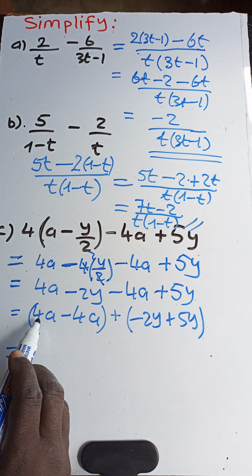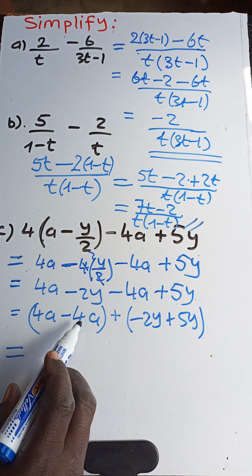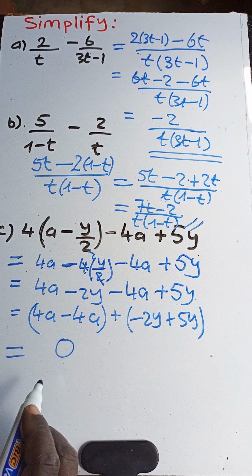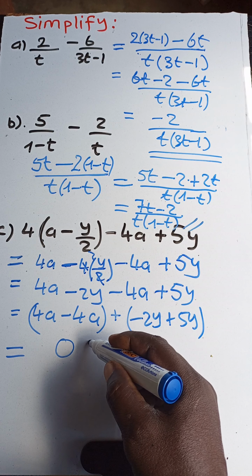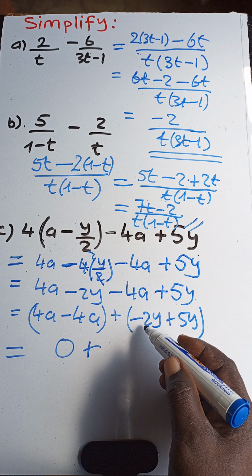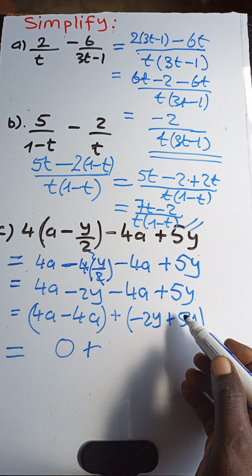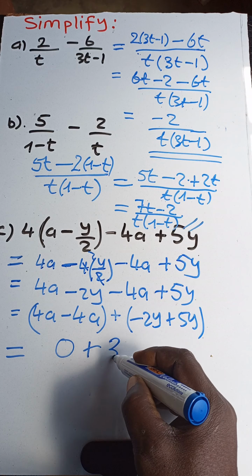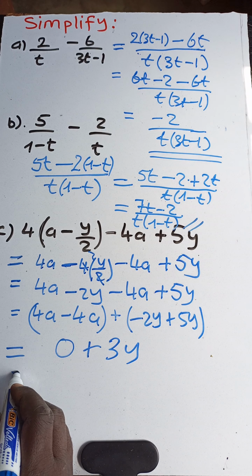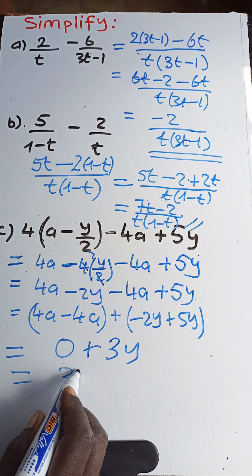So coming over here, 4a minus 4a, anything minus itself is 0. Then we'll come over here, negative 2y plus 5y is simply 5 minus 2y, which is 3y. And so our answer is 3y.